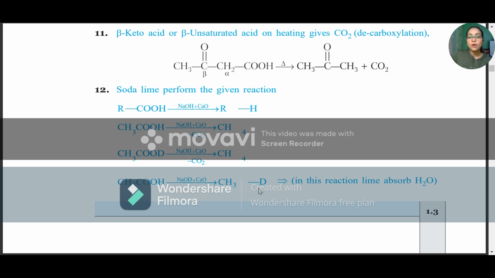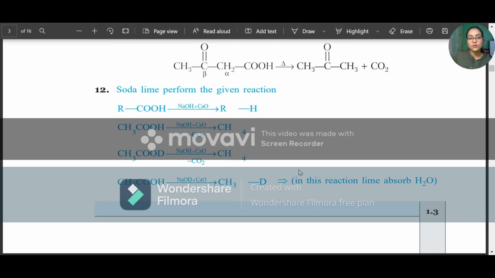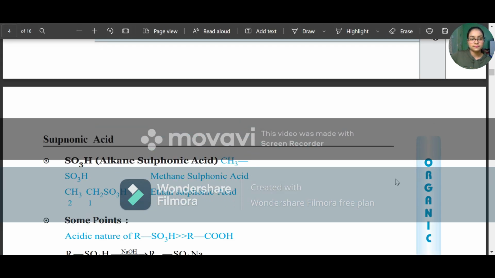CH3D. Now why is this D and why is this H? Because the H comes from the NaOH portion, not from this portion. So that's why this is CH3D and this is CH4. In this reaction, lime is absorbed, the CO2 is absorbed by the lime.